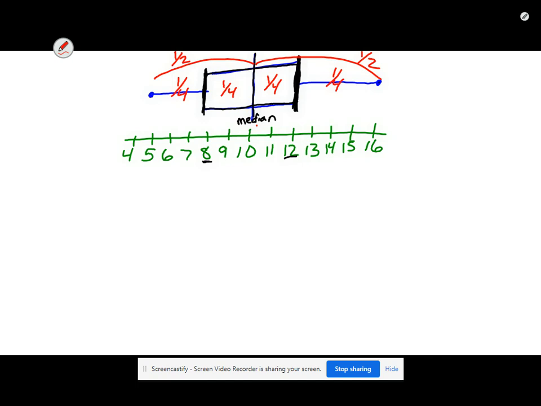So kind of coming back a little bit. There's not too many problems on the box and whisker that are going to be on the MAP test. So don't stress too much about that. There's a lot more of the dot plots and the scatter plots and the bar graphs. I've seen a lot more of them on MAP tests. Those are a lot more common.